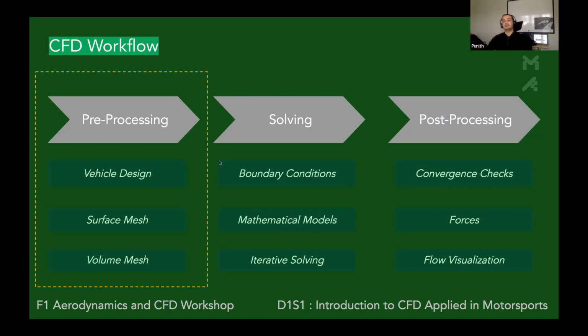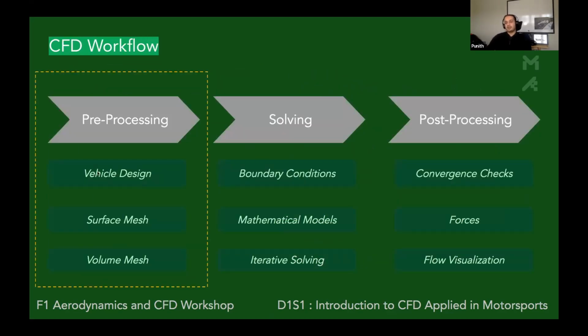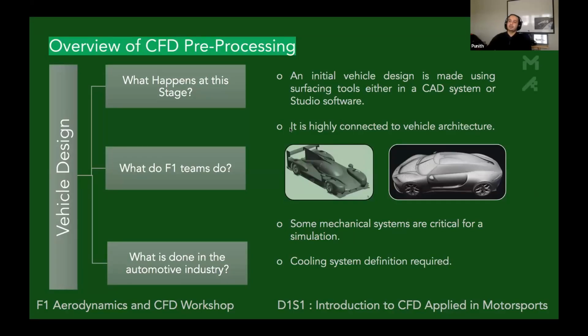But let's start with the one on the left. So this is pre-processing. We'll start with that. And I've just divided pre-processing into vehicle design, surface mesh, and volume mesh. And we'll pick this up in the next session. But just to give you an introduction to this, let's take this first one here, vehicle design. What are we talking about? What happens at this stage? So an initial vehicle design is made using either a CAD package or a styling studio software.